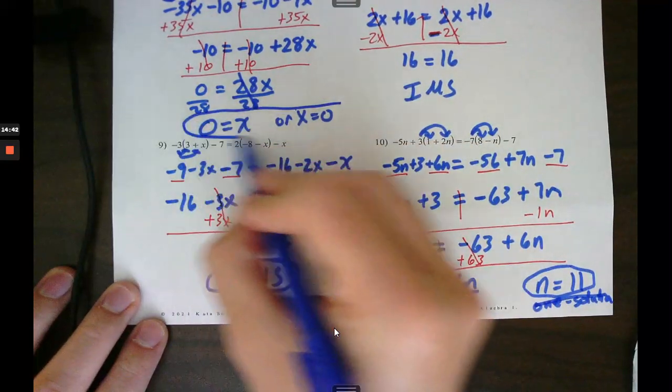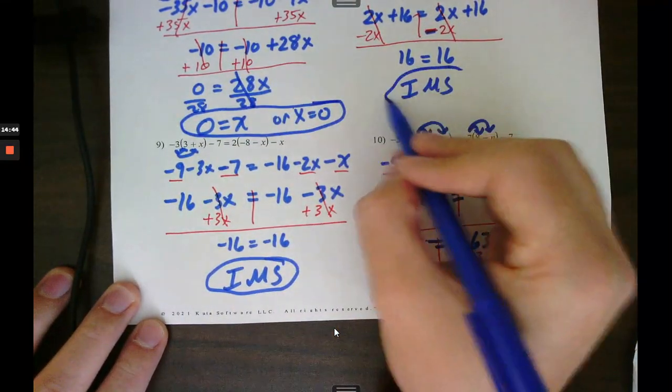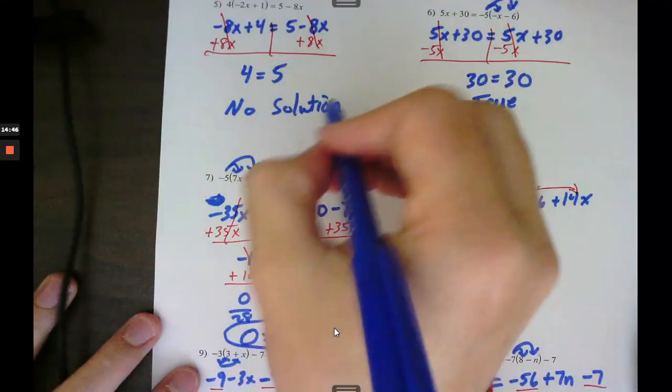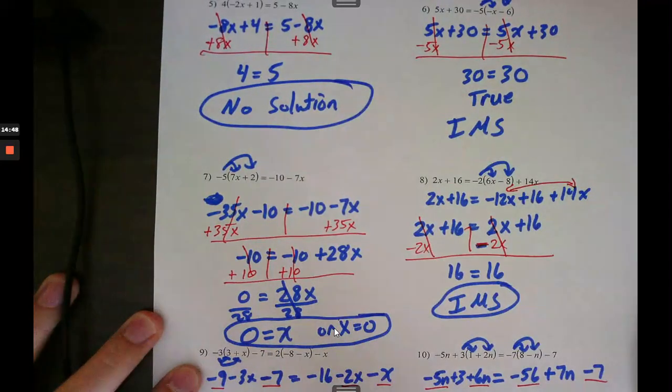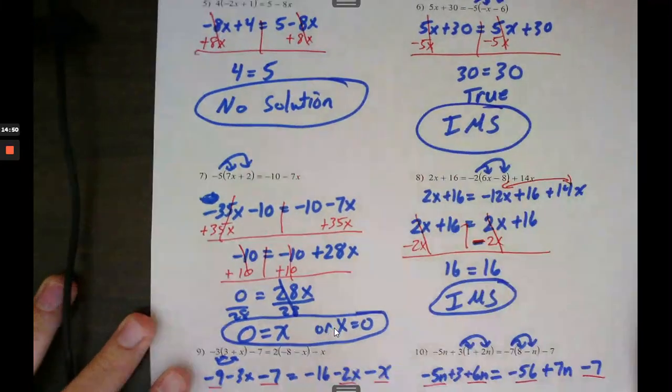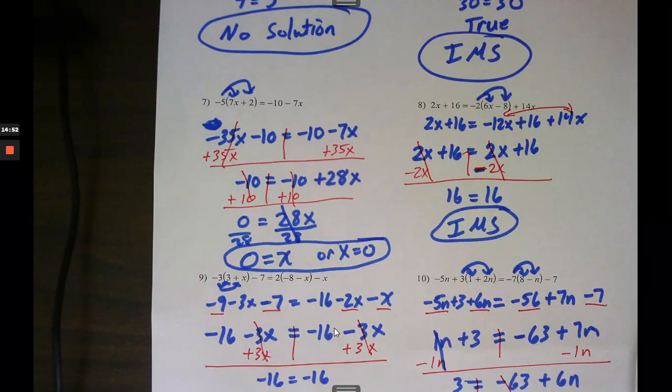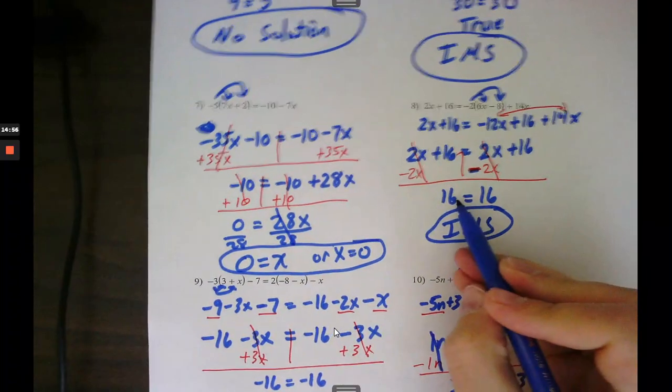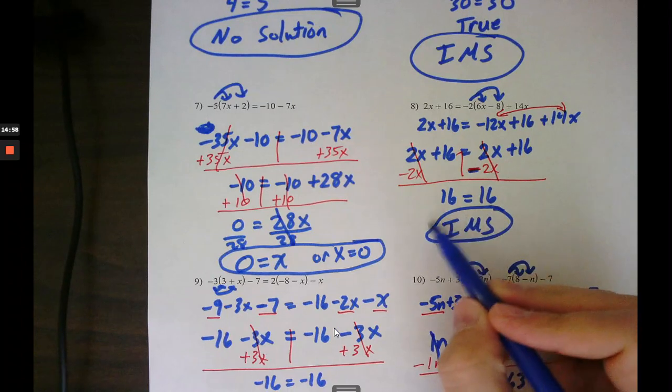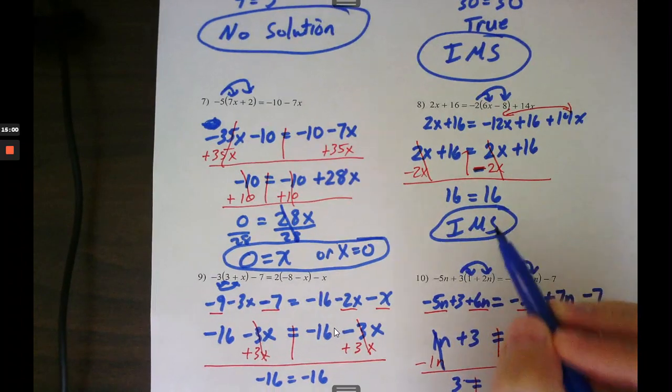Here's the answer here. IMS is the answer here. No solution is your answer here. And IMS is your answer here. So make sure you understand what you need to put as the correct answer. It does not stop when you get to 16 equals 16. It stops when you get IMS, infinitely many solutions.